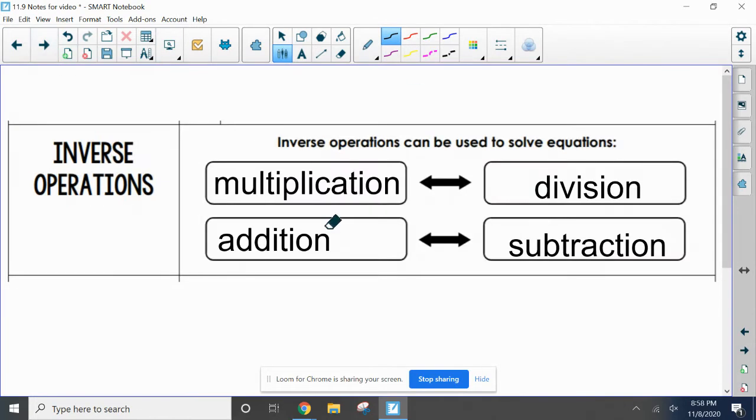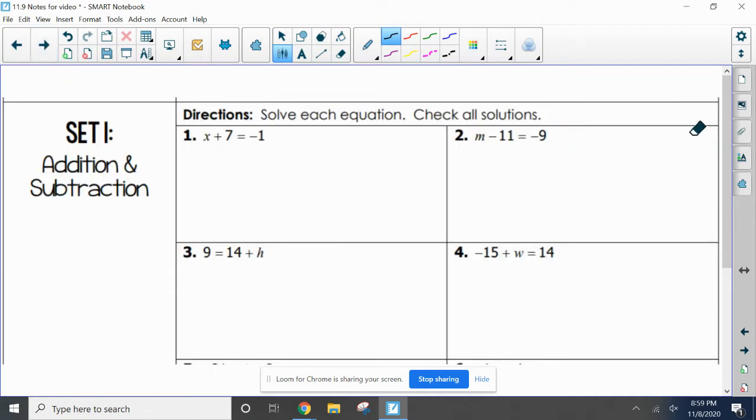So let's talk about what our inverse operations are. Our inverse operations can be used to solve the equation because they undo each other. So multiplication is inverse with division, and vice versa. Division is inverse with multiplication. And same thing with addition and subtraction. Addition is the inverse of subtraction and vice versa. Subtraction is the inverse of addition, and they are used to undo each other. If you want to pause and fill that in, you can, or you should, so that you have that written down. All right, so let's work through a couple of examples.